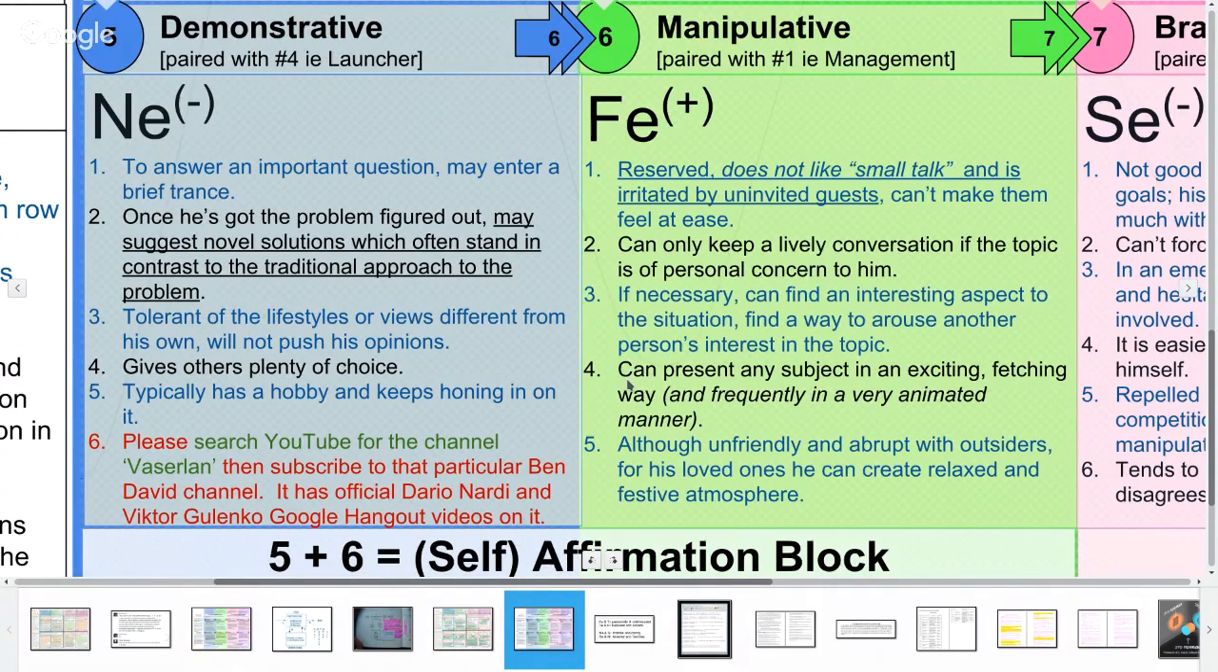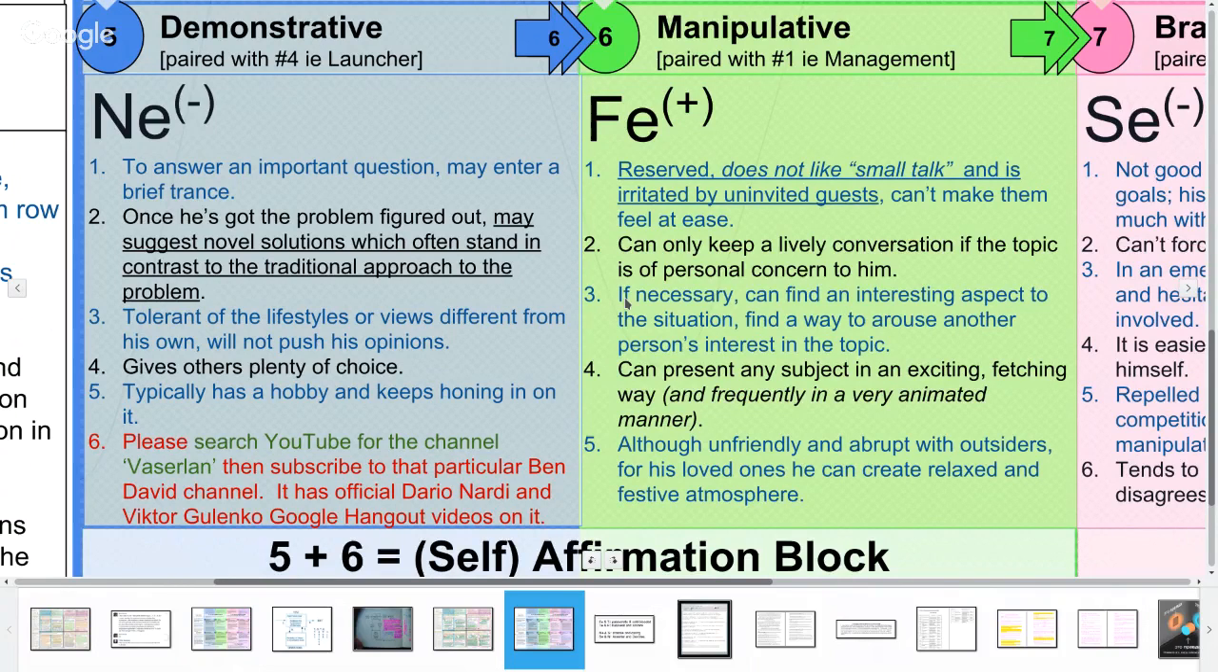Right. FE+. Now this is the gold. Reserved. Does not like small talk and is irritated by uninvited guests. Can't make them feel at ease. Yes. I'm asking the INTPs out there, do you like uninvited guests? I'll ask the sexual subtypes. Only if they're hot. Right. And not an SP. Right. A little bit scary. Right. Can only keep a lively conversation if the topic is of personal concern to him. Yes. Right. Okay. Just a little insight.